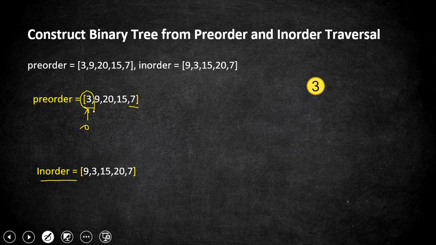Here comes the question of where we can place its left and right children. So now we are going to check where the root node's value exists in the inorder array. It exists at index 1. So we can find out that the values to the left of the root node are going to be part of the left subtree, and the values towards the right of the root node's value are going to be part of the right subtree.